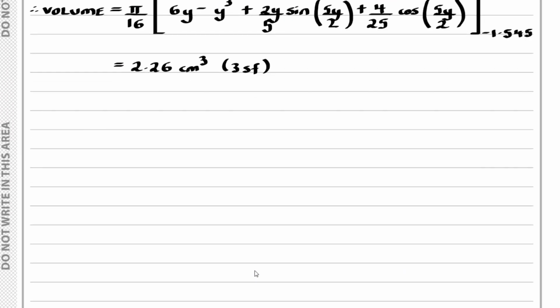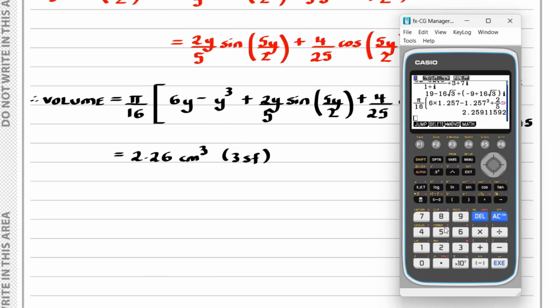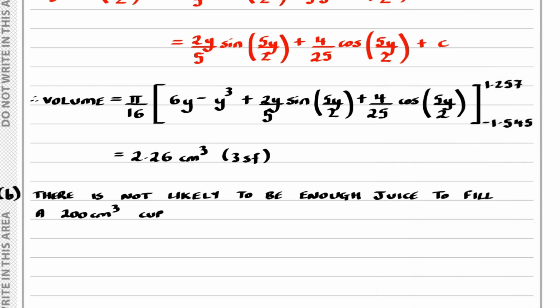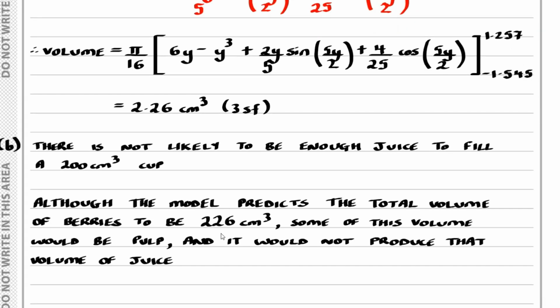Well, we've got 100 berries, so what I need to do first of all is multiply this value by 100. So that gives 225.9 etc. centimeters cubed. So for part B, there is not likely to be enough juice to fill a 200 centimeters cubed cup. Although the model predicts the total volume of berries to be 226 centimeters cubed, some of this volume would be pulp and it would not produce that volume of juice.